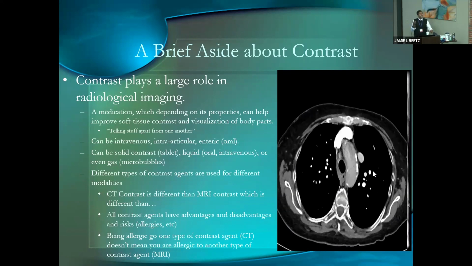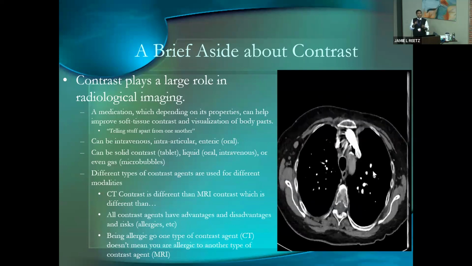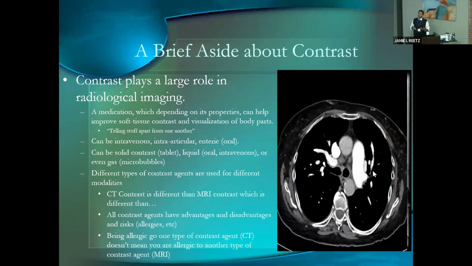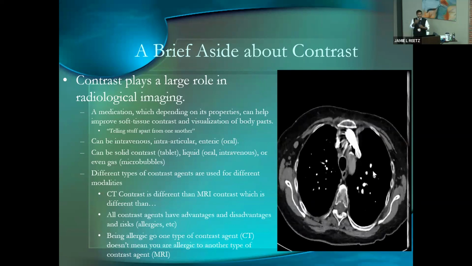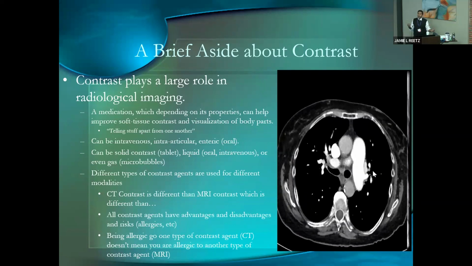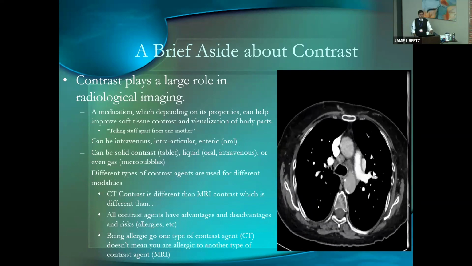You can't use that term as a catch-all. The other thing to remember is that each contrast agent has different advantages and disadvantages. It has different risks, different allergy risks, and different costs and cost considerations. So keep this in mind when you talk to your patients about contrast: not all contrasts are created equal, even though they're all designed to achieve the photographic quality of contrast.